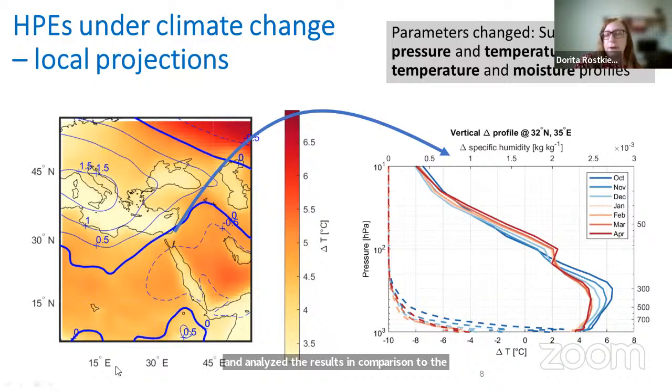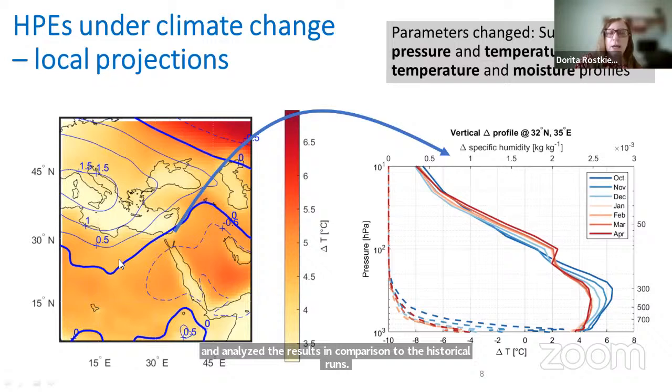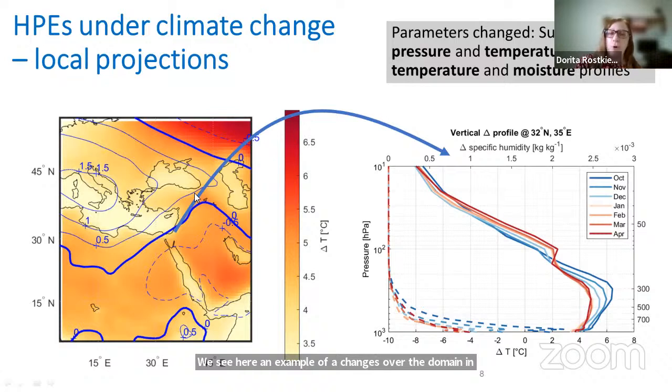We see here an example of changes over the domain in temperature. Average changes in temperature were about 4 degrees. And we can see here an example of profiles from reanalysis and the changes that were added.